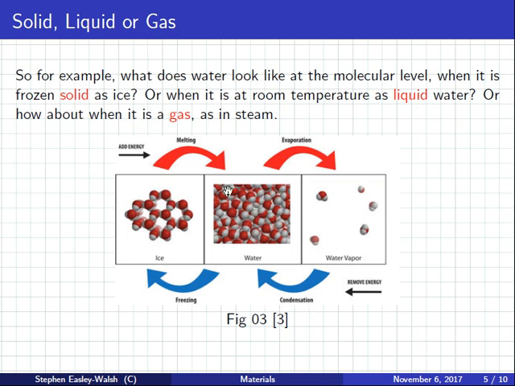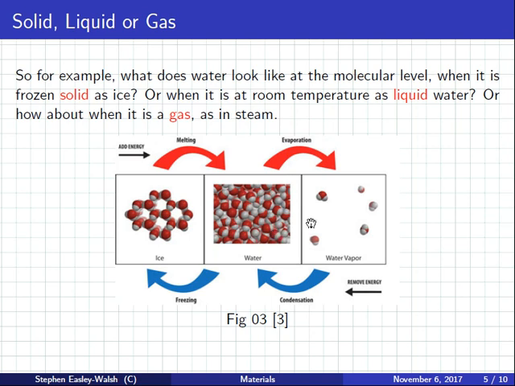Vocabulary. When we go from a solid to a liquid, we call this melting. You know this word, don't you? And when we go from a liquid to a gas, there are two words actually. We call it evaporation, or there's another, simpler word: boiling.